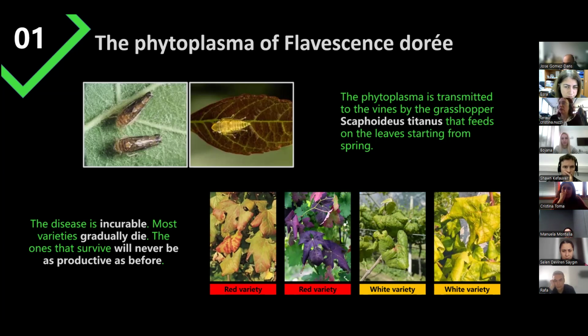The symptoms depend on the variety of the vine. For red varieties, the leaves become red gradually, while for white varieties, the leaves become yellow. So it's more difficult to differentiate Flavescence dorée symptoms compared to, for example, senescence.